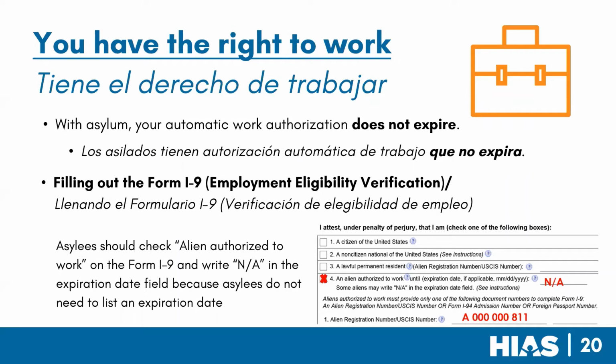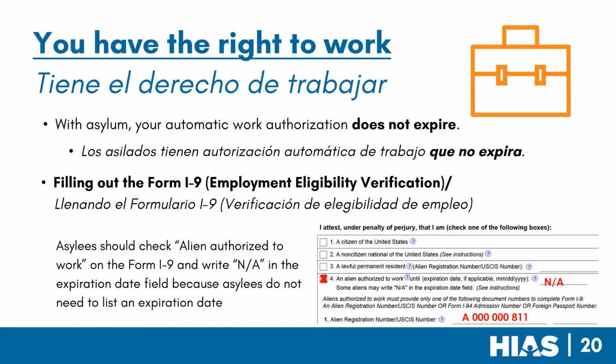So when you are filling out the I-9 form required by your employer, you would check the fourth option called Alien Authorized to Work, and you would write NA for not applicable as the expiration date for that, because asylee's work authorization does not expire.